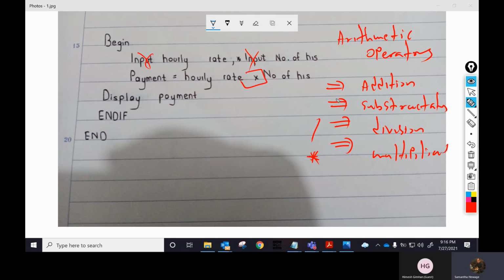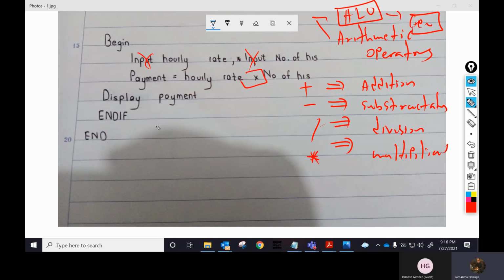The star, I said, the star. Then division, subtraction. So these are the arithmetic operations. That is done by the ALU, arithmetic and logic unit in the CPU, central processing unit. We'll come to those things later when we do the classes.